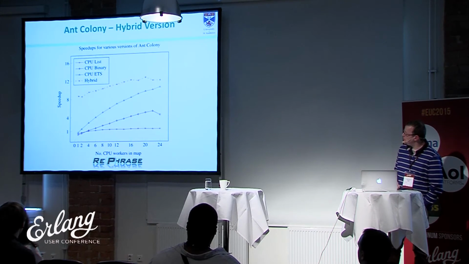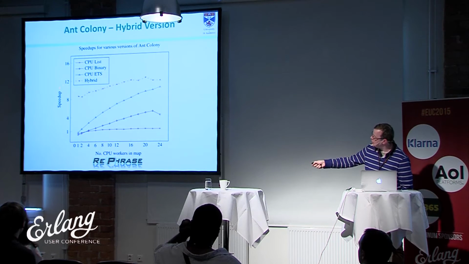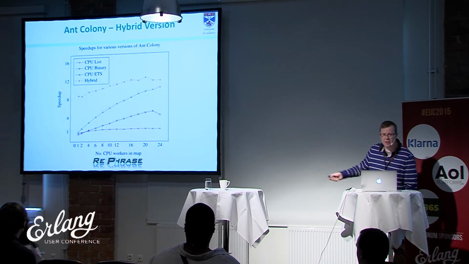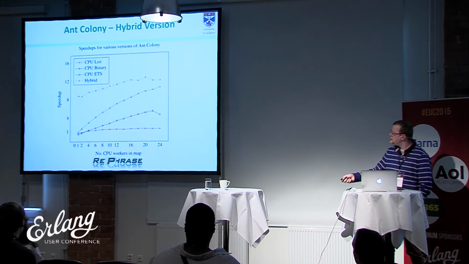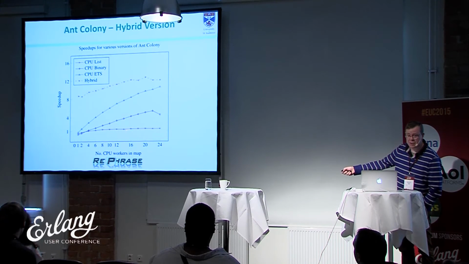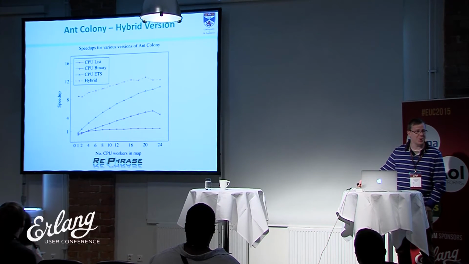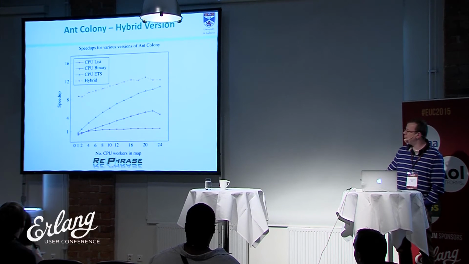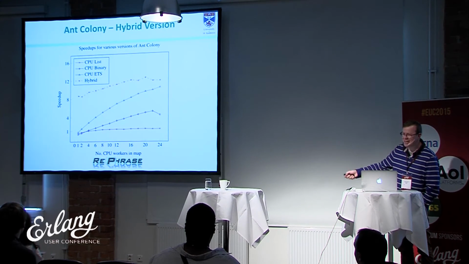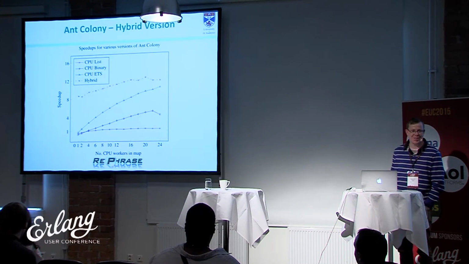Here's another example. So here, the dotted line is the GPU and CPU version. This is the hybrid version. And the solid lines are the CPU-only version. So you can see here, the list version is actually pretty poor. If I wasn't to do program shaping and introduce my binaries, I'd be kind of set at just over 1 speedup, which is absolutely rubbish.